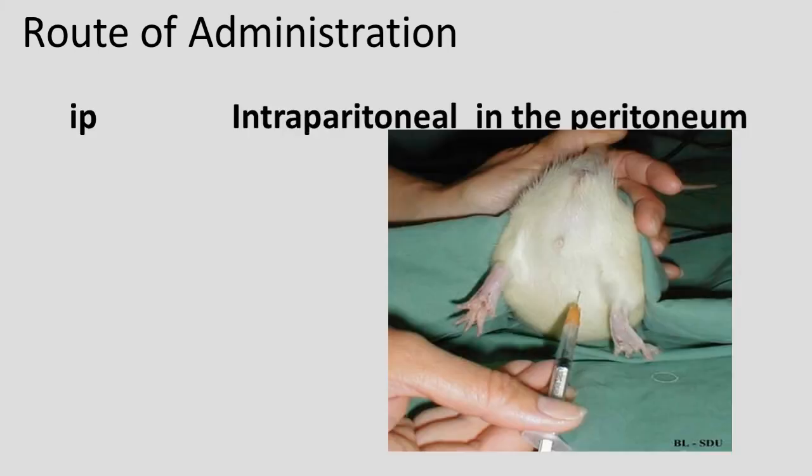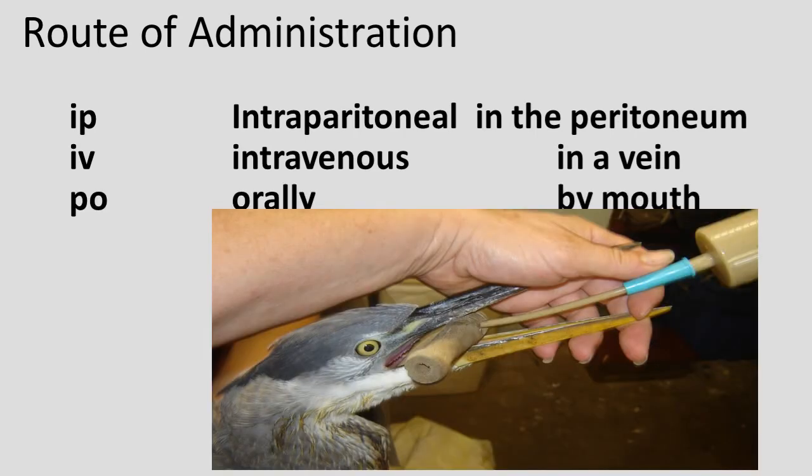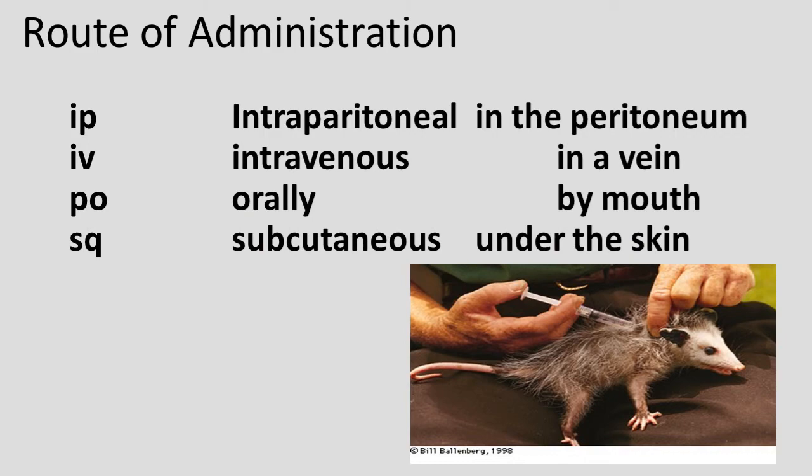Abbreviations for administration, in alphabetical order: how do you get the drug into the body? IP is intraperitoneal, or into the peritoneum. IV is in a vein. PO is by mouth. SQ is subcutaneous, or under the skin.